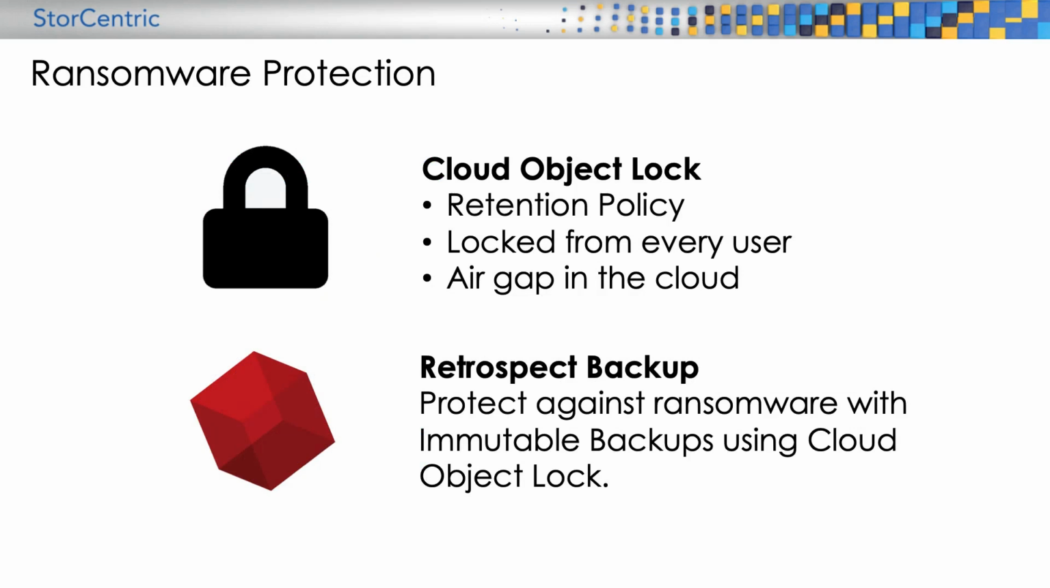Because cloud storage providers like Amazon S3 control the API, they can add features like Object Lock. This lock is a retention policy for a specific version of a file that is locked from changes from every user, including the administrator. You can think of it as a virtual air gap in the cloud, because there is no way, barring closing the account, to delete that version of the file before the retention date has passed.